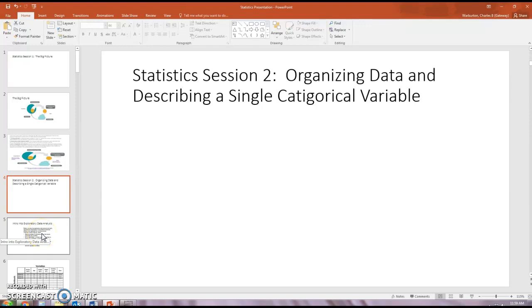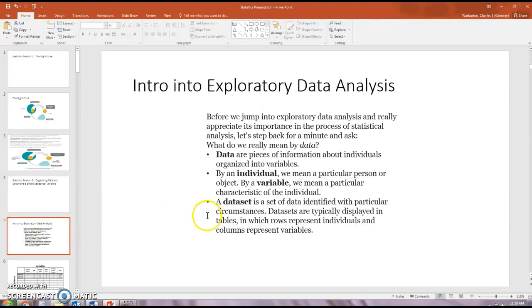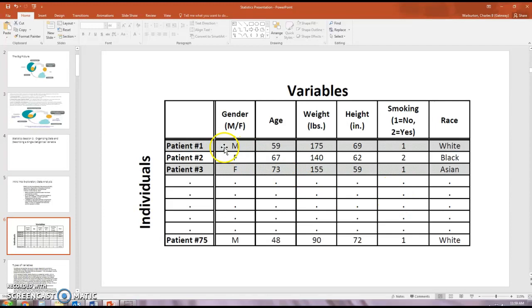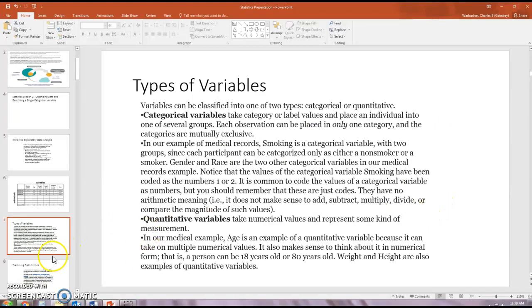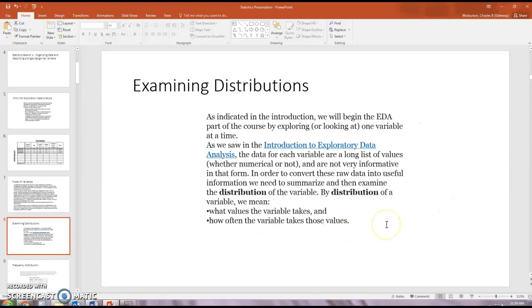In session 2, we took a look at how we organize the data and how we describe a single categorical variable with some graphs. We talked about data, individuals, and variables, and how there are two types of variables, categorical and quantitative. And then we took a look at what we mean by a distribution. A distribution is what values a variable takes, and how often it takes those values.